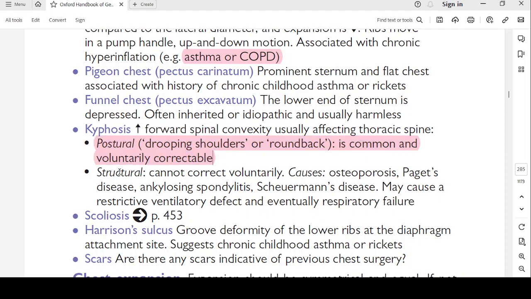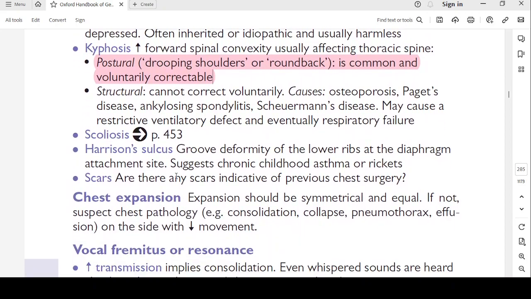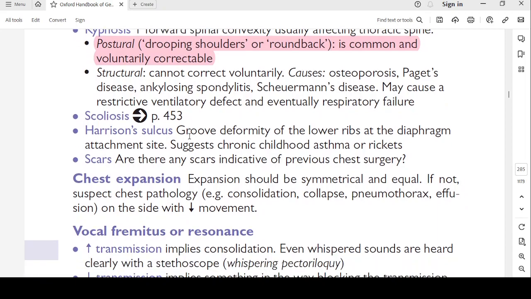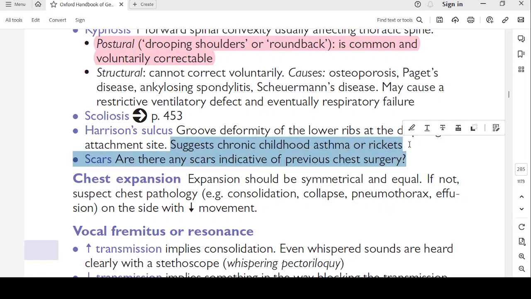Or structural kyphosis, which cannot be corrected voluntarily. Causes are osteoporosis, Paget's disease, ankylosing spondylitis, and Scheuermann's disease. It may cause a restrictive ventilatory defect and eventually respiratory failure. So this is a structural cause causing a respiratory problem. Scoliosis: anything with the spine decreases chest expansion. Harrison sulcus is a groove deformity of the lower ribs at the diaphragm attachment site, suggesting chronic childhood asthma or rickets.